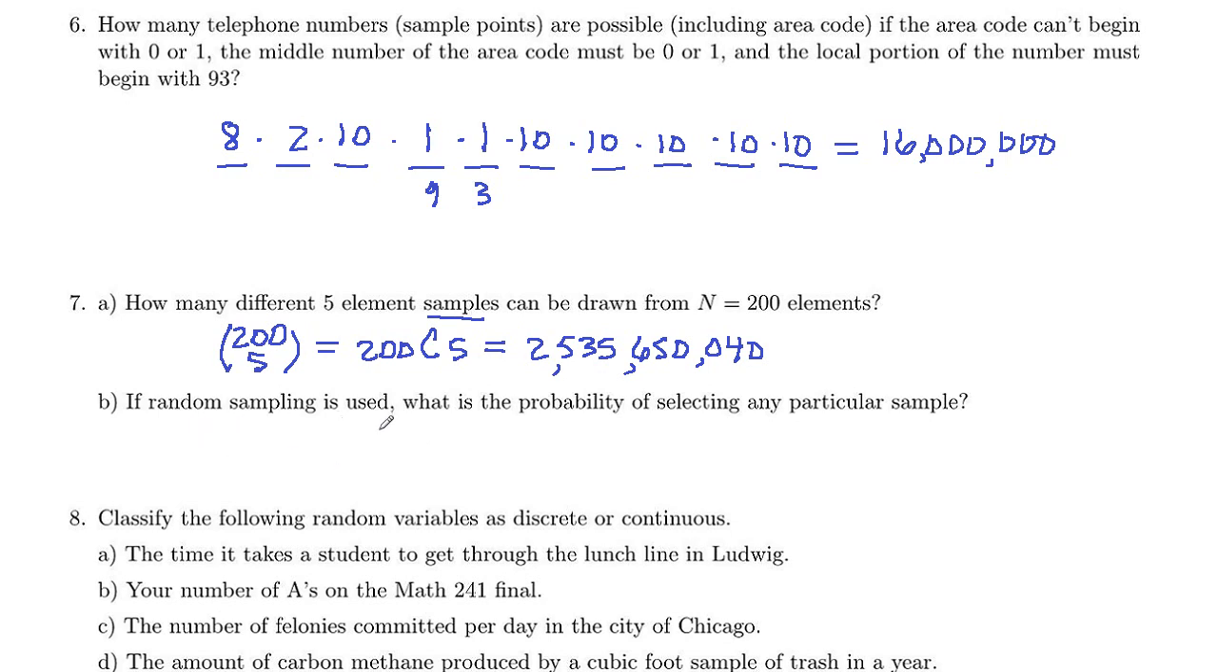If random sampling is used, what's the probability of selecting any particular sample? Well, all these samples would be equally likely because we're using random sampling. So the chance of picking any one sample would be 1 correct sample divided by the total number of samples. So that's 1 over 2535, 650, 040. Desired out of total.